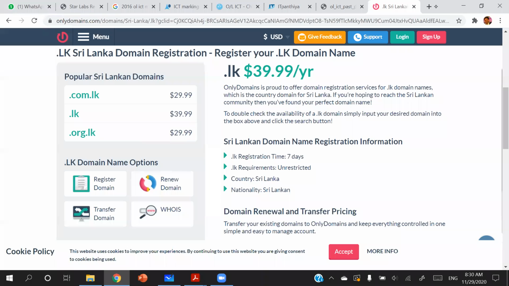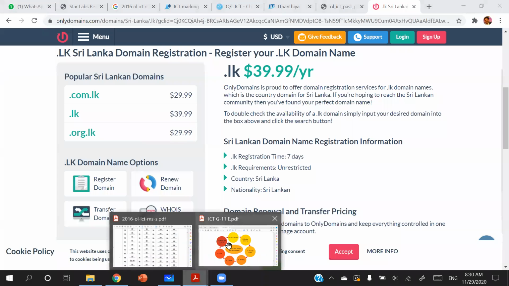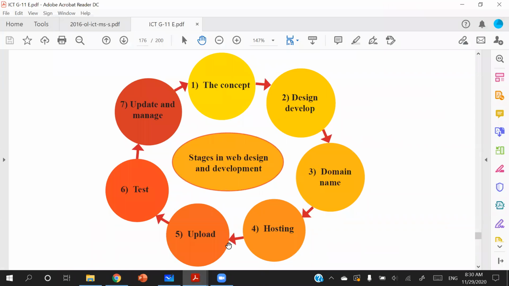But a domain name is not the only thing that we need. We need someone to host our website. Now, hosting means there should be a space to keep your HTML website which you have designed. Your pages should be in a place where everyone can access them 24/7, 365 days, right?